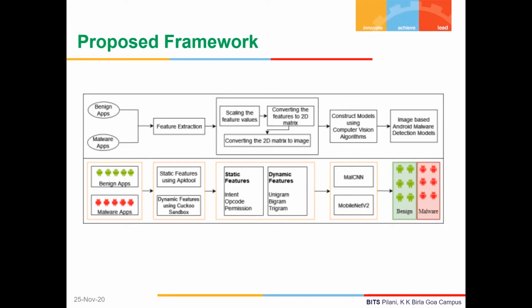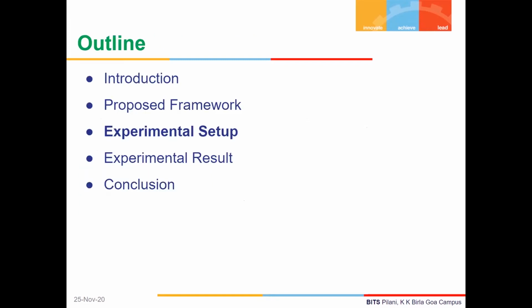We use individual features as well as combinations of different static features and dynamic features to improve the detection model's performance. The fifth and final step is to validate and compare the performance of different image-based malware detection models. We use performance metrics, namely accuracy, AUC, precision, recall, and F1 score, to compare the performance of different detection models. So let's move on to our experimental setup.